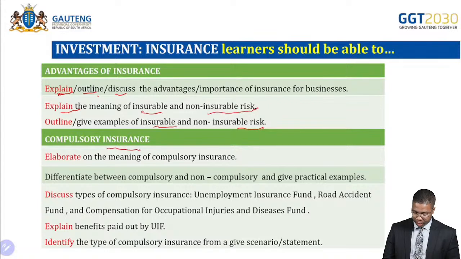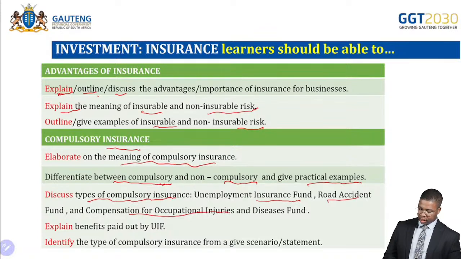Then compulsory insurance. Be in a position to explain the meaning of compulsory insurance, be in a position to differentiate between compulsory and non-compulsory, and also give practical examples. Thereafter, discuss the types of compulsory insurance, which are your Unemployment Insurance Fund, Road Accident Fund, and Compensation for Occupational Injuries and Diseases Act. And then also explain the benefits of UIF.